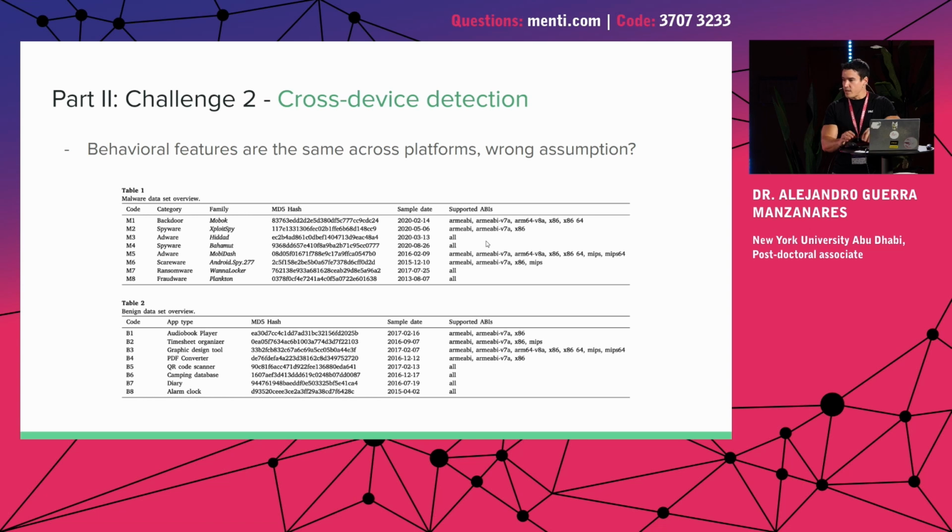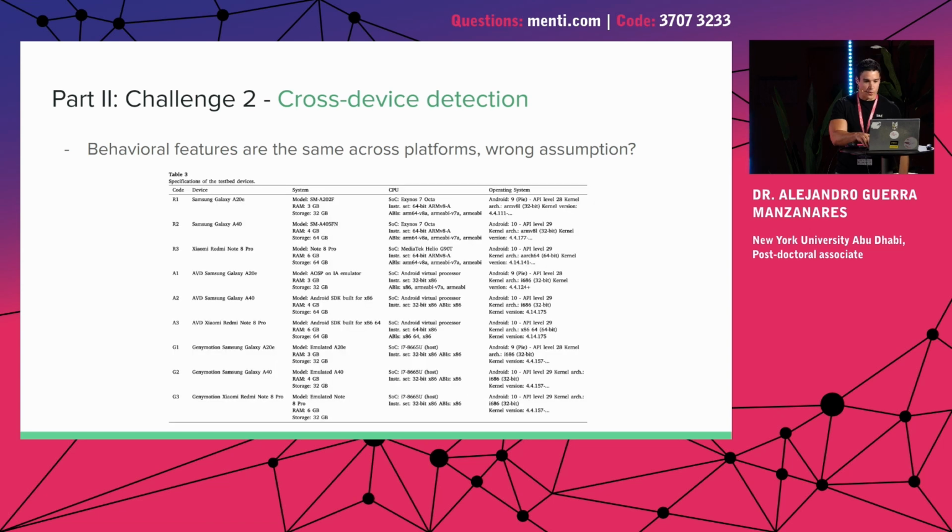And then for the cross-device detection issue, what we did, it seemed pretty obvious for us, but there was no study before analyzing this. So we used a very small data set, but we used many platforms. So we used 3 real devices and 6 emulated platforms. One using ADB, which is the Google emulator, the official one, and then also using Genymotion.